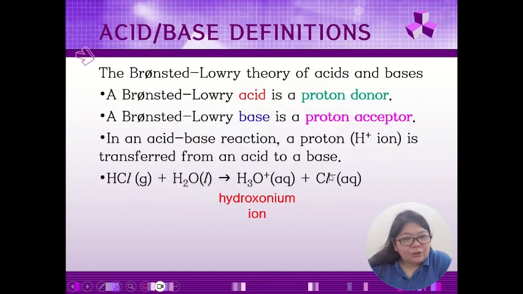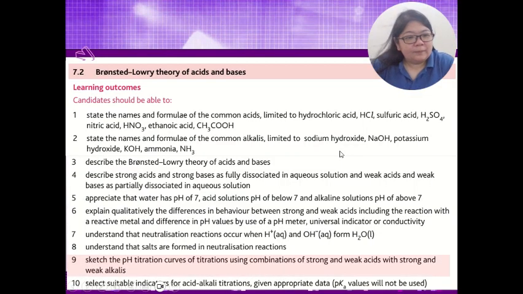Now, there's another theory of acids and bases, Bronsted-Lowry theory of acids and bases. So, a Bronsted-Lowry acid is a proton donor, and a Bronsted-Lowry base is a proton acceptor. Now, in an acid-base reaction or neutralization, a proton is donated by an acid and accepted by a base. Right, so I've covered 1, 2, 3, and 4.